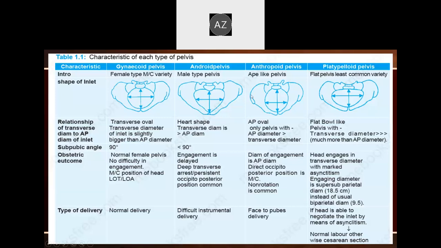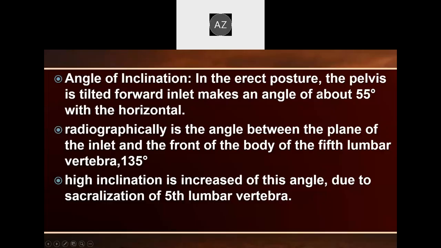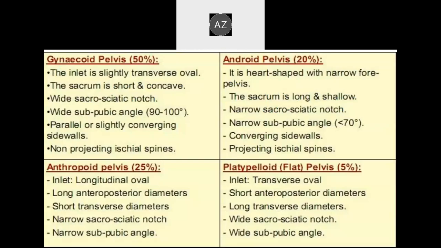And then we have the ape-like here, which is called anthropoid. And then we have the platypelloid pelvis. It's very high yield. Then you also look at the projecting of the ischial spine, very high yield. In the non-projecting type, they are not inverted, they're not projecting into the cavity of the pelvis. And then in the other type, the projecting ischial spines are present.